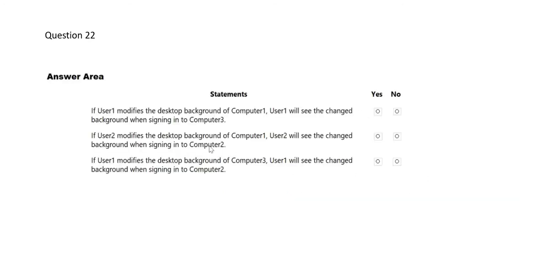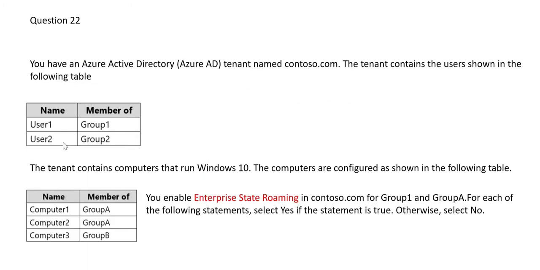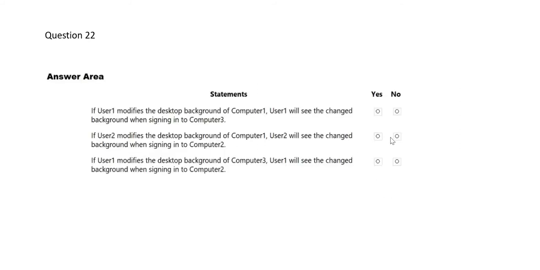Now the second question says the same thing: if user 2 modifies the desktop background of computer 1 and they are trying to log into computer 2. So let's see, user 2 modifies the computer background of computer 2, but say user 2 belongs to group 2. The enterprise state roaming has been enabled for group 1, not for group 2. So this will not work. The answer is no for this.